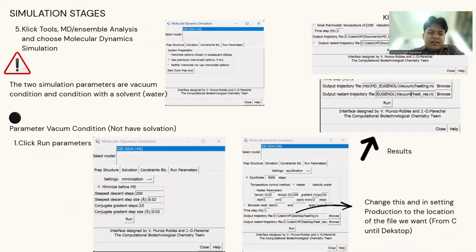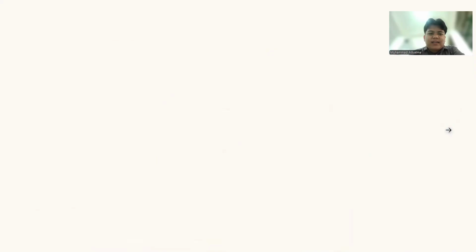First click the run parameter, then set the scan step to 1200, sorry. Next, set the minimization to equilibration, and then the equilibration to production. Change the output trajectory file and the standard story file, and put the file where we want it. Then click run.